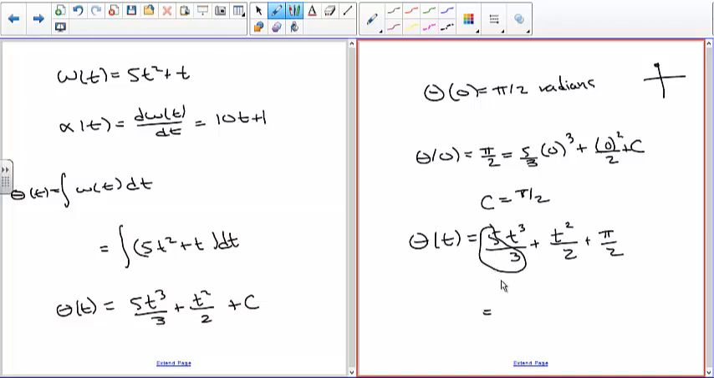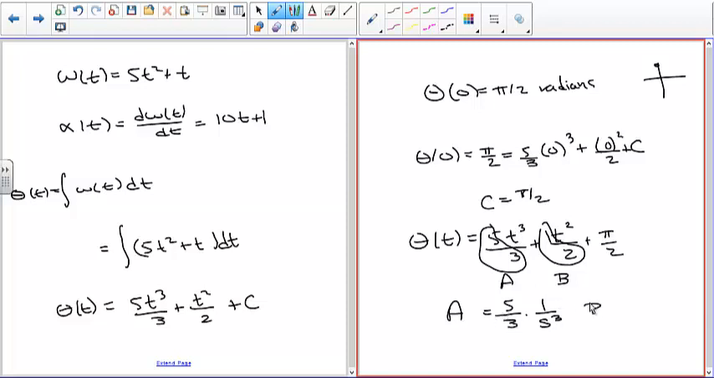If I call this A, and say this B would be a half, that's B. So A would be equal to 5/3, but the units would have to be such that the final answer is radians, which don't have any dimensions. So I'd have to have the units of 1 over seconds cubed, so that when I plugged in whatever time it was, I'd have seconds cubed divided by seconds cubed, which would just leave me with a dimensionless result.